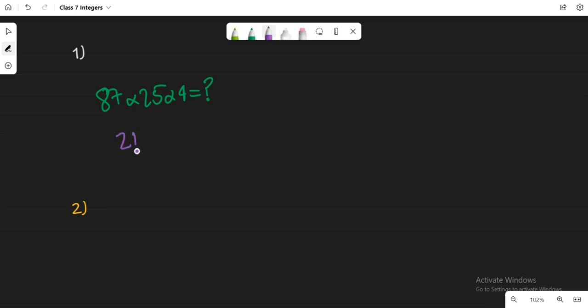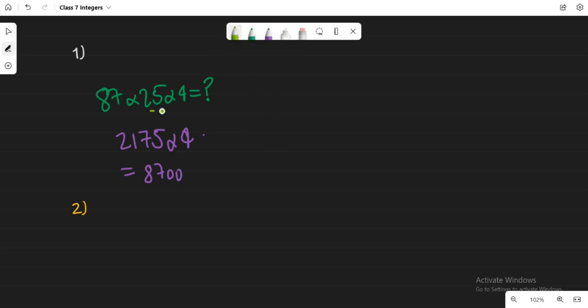Let's learn the first way to make multiplication easier. Let's take an example, say 87 into 25 into 4. If we do the normal method, 87 into 25 becomes 2175, and into 4, which will be 8700.